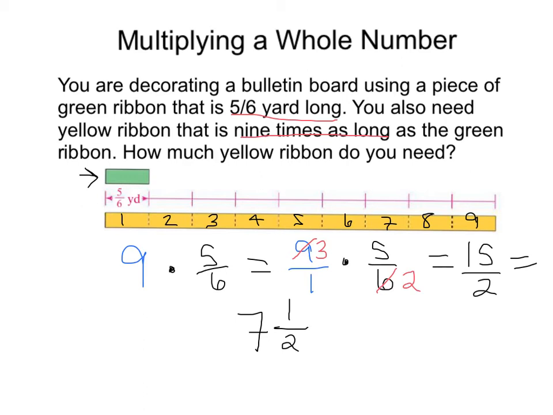So our answer, while 15 over 2 is the correct fraction, we never want to leave our answer as an improper fraction. You always want to switch it to a mixed number. So our answer for this problem is 7 1/2 yards of yellow ribbon.